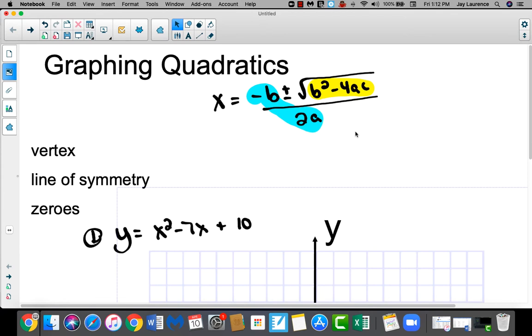Stars Algebra students, Mr. Lawrence here, and we're going to be graphing quadratics. We've been doing all these things with quadratics. We've been solving them by factoring, solving them by the quadratic formula, and there it is: x equals negative b plus or minus the square root of b squared minus 4ac all over 2a. And we also solve them by completing the square.